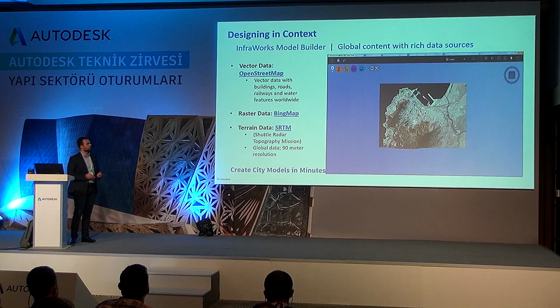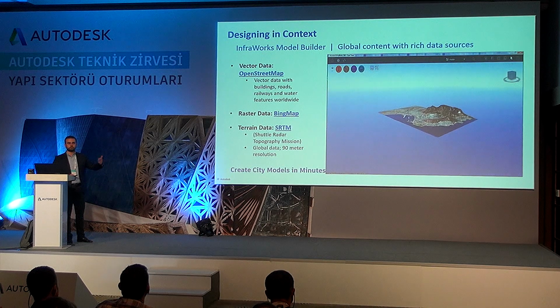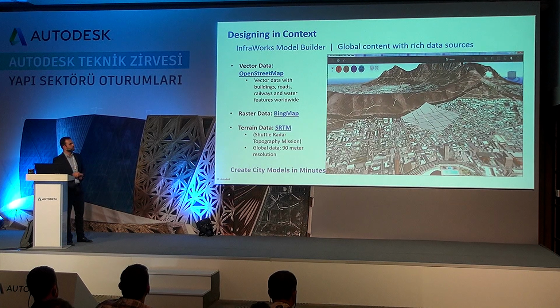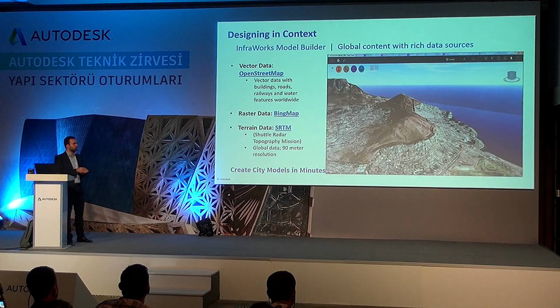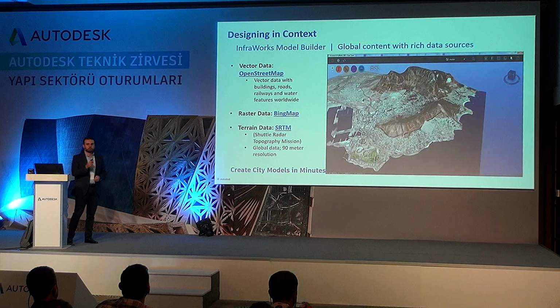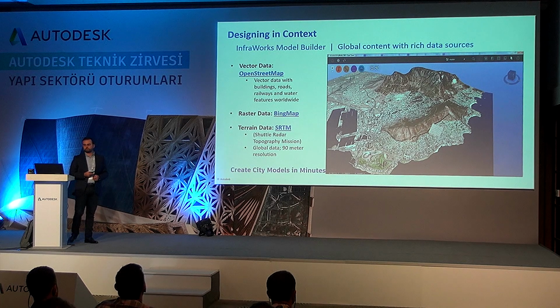The end result will be something like this. Definitely, this varies from city to city. So in this case, we have the Table Mountains of South Africa, of Cape Town. You will have the terrain. You have the satellite image coming from Bing Maps. You have all the roads, the buildings, the structures coming from OpenStreetMap, also available in there.